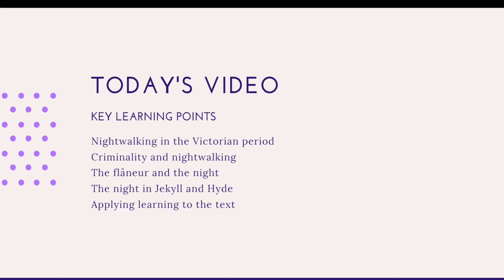We're going to look at the role of the flâneur in the novella, and then thinking about the way that relates to walking around at night. The notion of the night time in Jekyll and Hyde and why that's absolutely key. And of course, all of this is very interesting, but it needs to be applied specifically to the text. So we're going to be looking at some specific extracts from the book too.